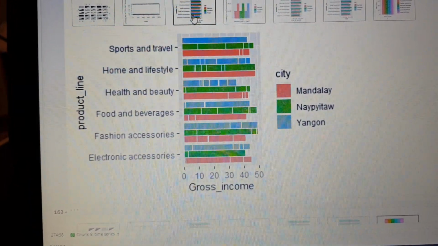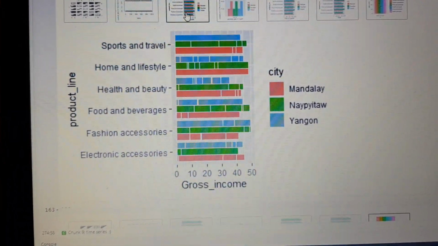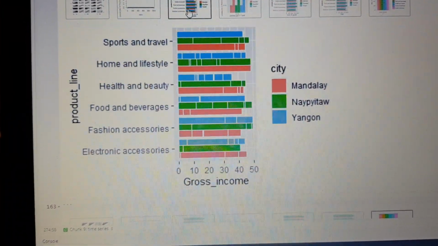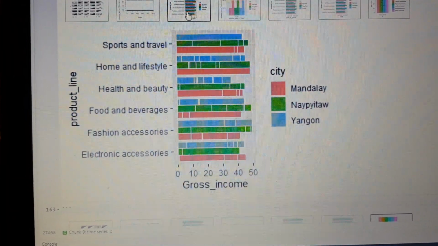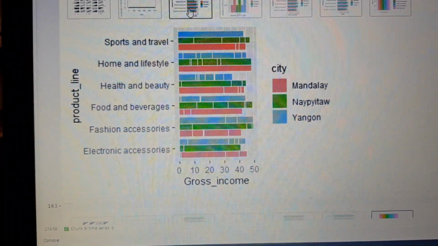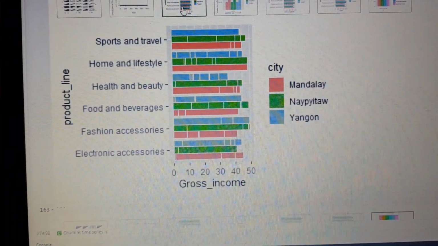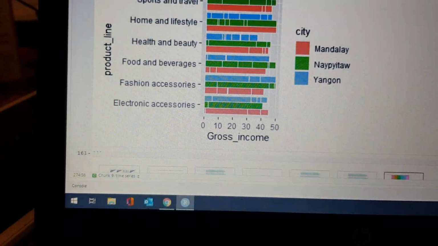Rwanda is pink, Naypyidaw is green, Yangon is blue. So you can see all the product lines are pretty similar. Now, health and beauty is slightly different in Yangon to the other two, but the rest of them are generally the same.